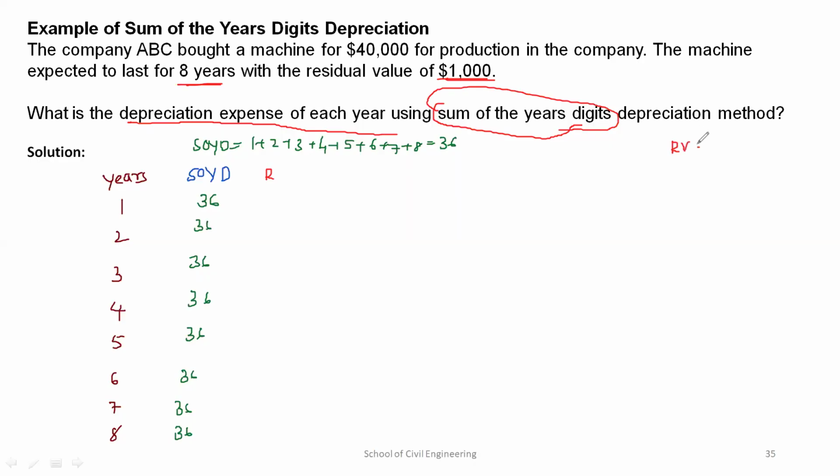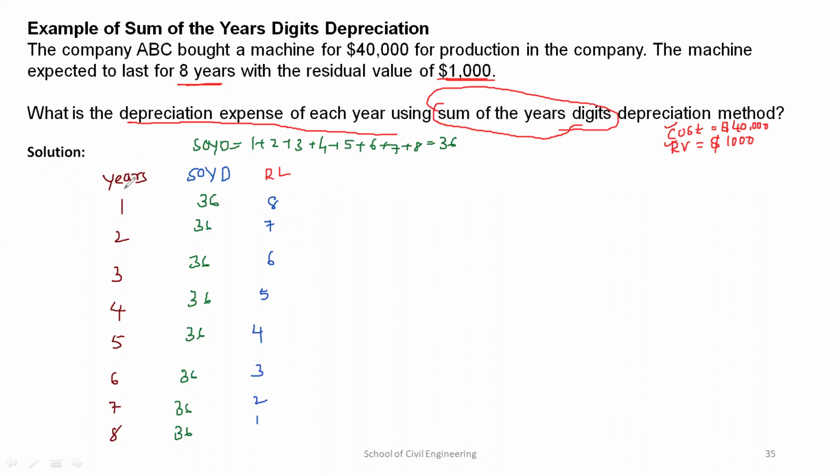The residual value is $1,000, and the cost of this equipment is $40,000, right? We know the cost, we know the residual value. Before going to this, what is the remaining life? For the first year, the remaining life is 8 more years, right? 8 years, 7 years, 6 years, 5 years, 4 years, 3, 2, 1, right?